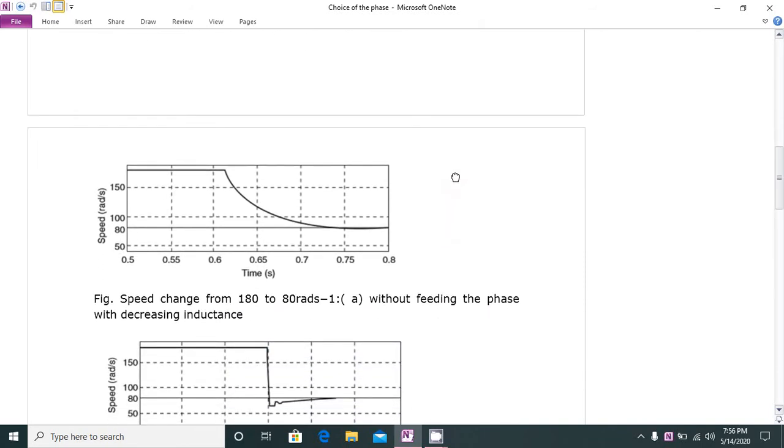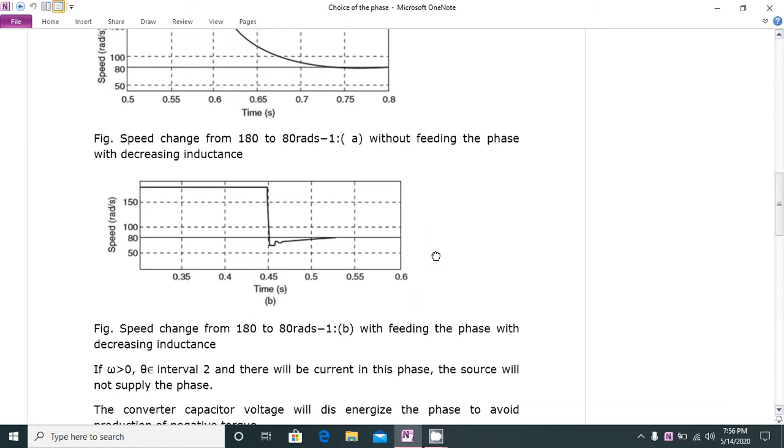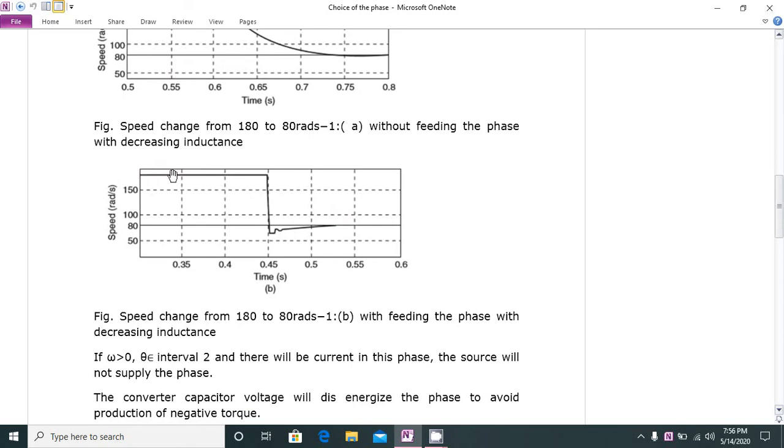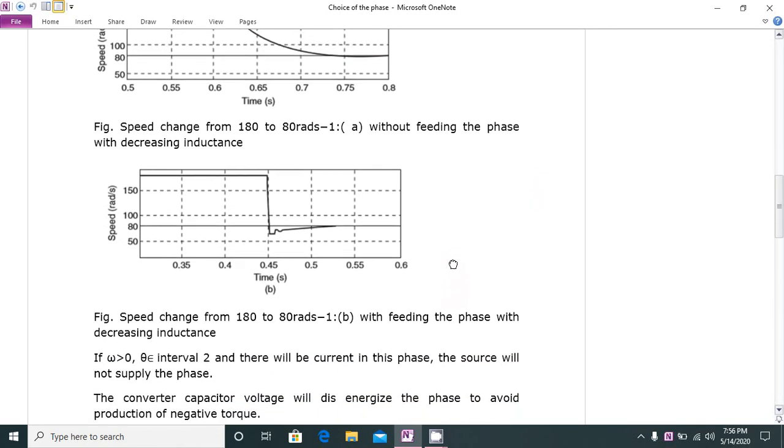The speed changes from 180 to 80 radians per second without feeding the phase with decreasing inductance. See that this is 180 radians per second. Without feeding the phase, it can be decelerated down to 80 radians per second with decreasing inductance. In the second one, the speed changes from 180 to 80 radians per second with feeding the phase with decreasing inductance. See the difference between those figures.